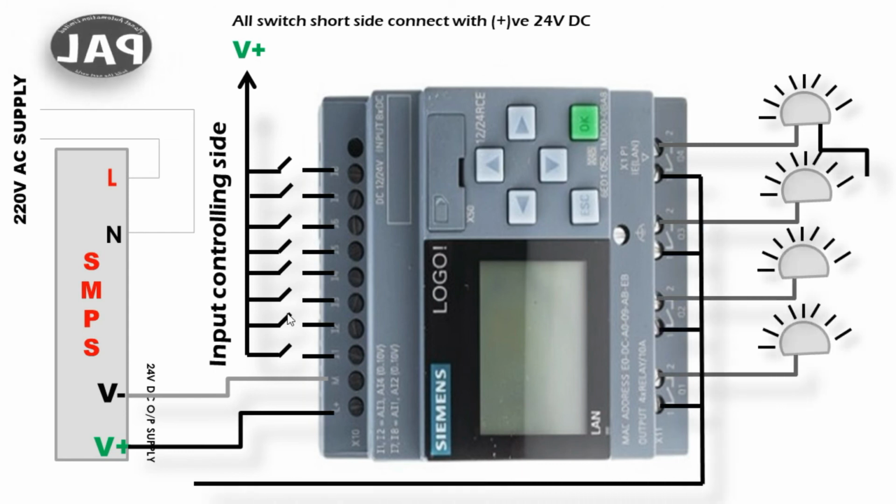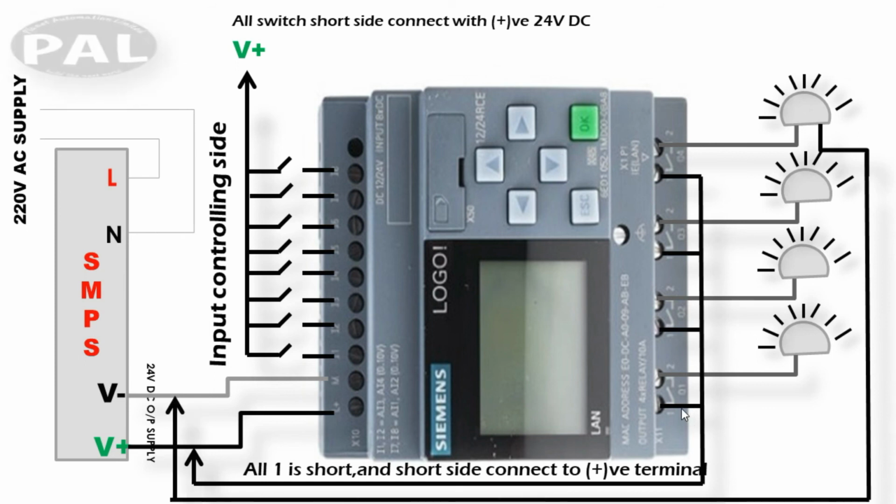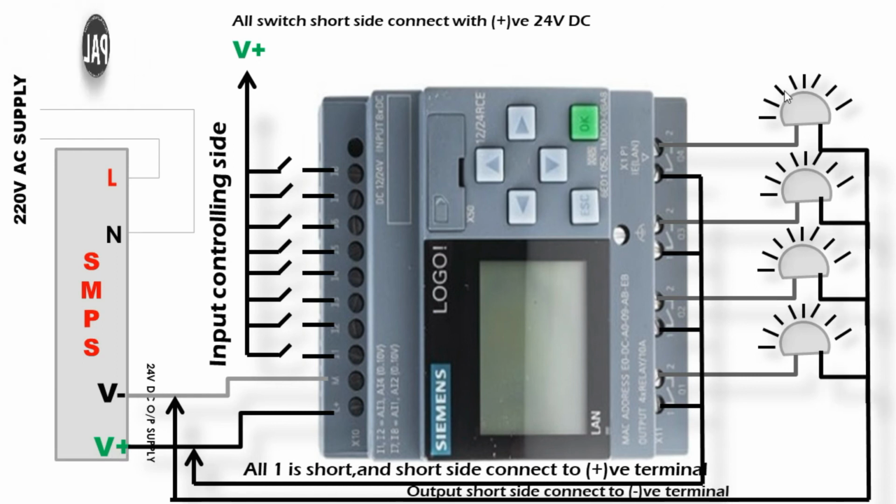So all your input devices are connected here, and this is your output. This is I1, Q1, Q2, Q3, Q4. Okay, 1 and 2, 1 and 2, 1 and 2, all the 1s are connected to this plus, B plus 24 volt, and this is your output. For each output, one terminal is shorted with the 2, and the other side of the output goes to the negative terminal. This is the main part of the Logo PLC connection diagram, the physical connection diagrams of Logo PLC.